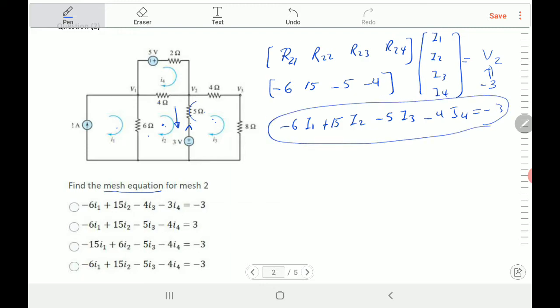Let's just check each answer. Minus 6 I1, that's the first one, plus 15 I2 minus 4 I3. No, that should be minus 5. So it's not this one. Let's go to this one. Okay, the second one, minus 5 I3, minus 4 I3 is equal to 3. No, it's wrong. It should be minus 3 here. The last one, no, you cannot take minus 15 I1. Yeah, start. So surely this is the last one. Minus 6 I1 plus 15 I2 minus 5 I3, okay, this is the right one. So that will be the answer.